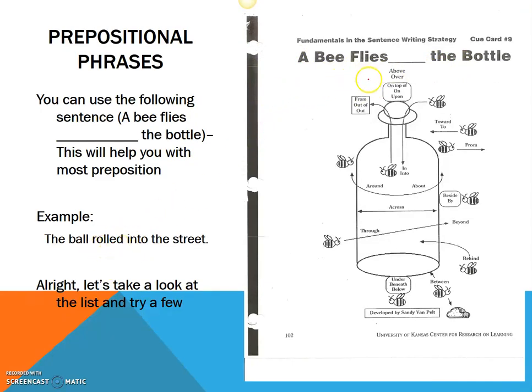Rolled. The bee flies rolled the bottle. No. Okay, we're going to go to the next one. Into. The bee flies into the bottle. Ding, ding. Here we go. A bee can fly into the bottle. Well, guess what? This is our preposition. Okay, and we know that a prepositional phrase starts with a preposition and it ends with a noun. So we're going to look behind it, and right here, this is our noun. Street is a place. So, into the street is our prepositional phrase.